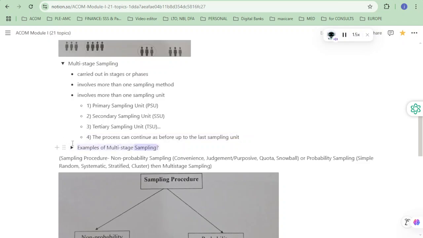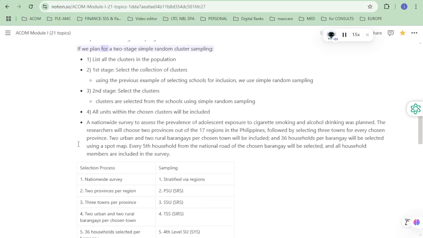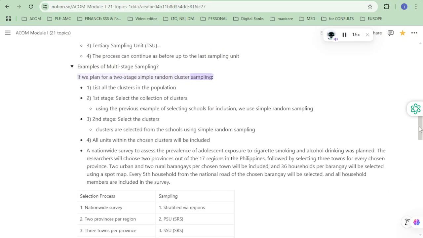Examples of multi-stage sampling: if we plan for a two-stage simple random cluster sampling. 1. List all the clusters in the population. 2. First stage, select the collection of clusters. Using the previous example of selecting schools for inclusion, we use simple random sampling. 3. Second stage, select the clusters. Clusters are selected from the schools using simple random sampling. 4. All units within the chosen clusters will be included.